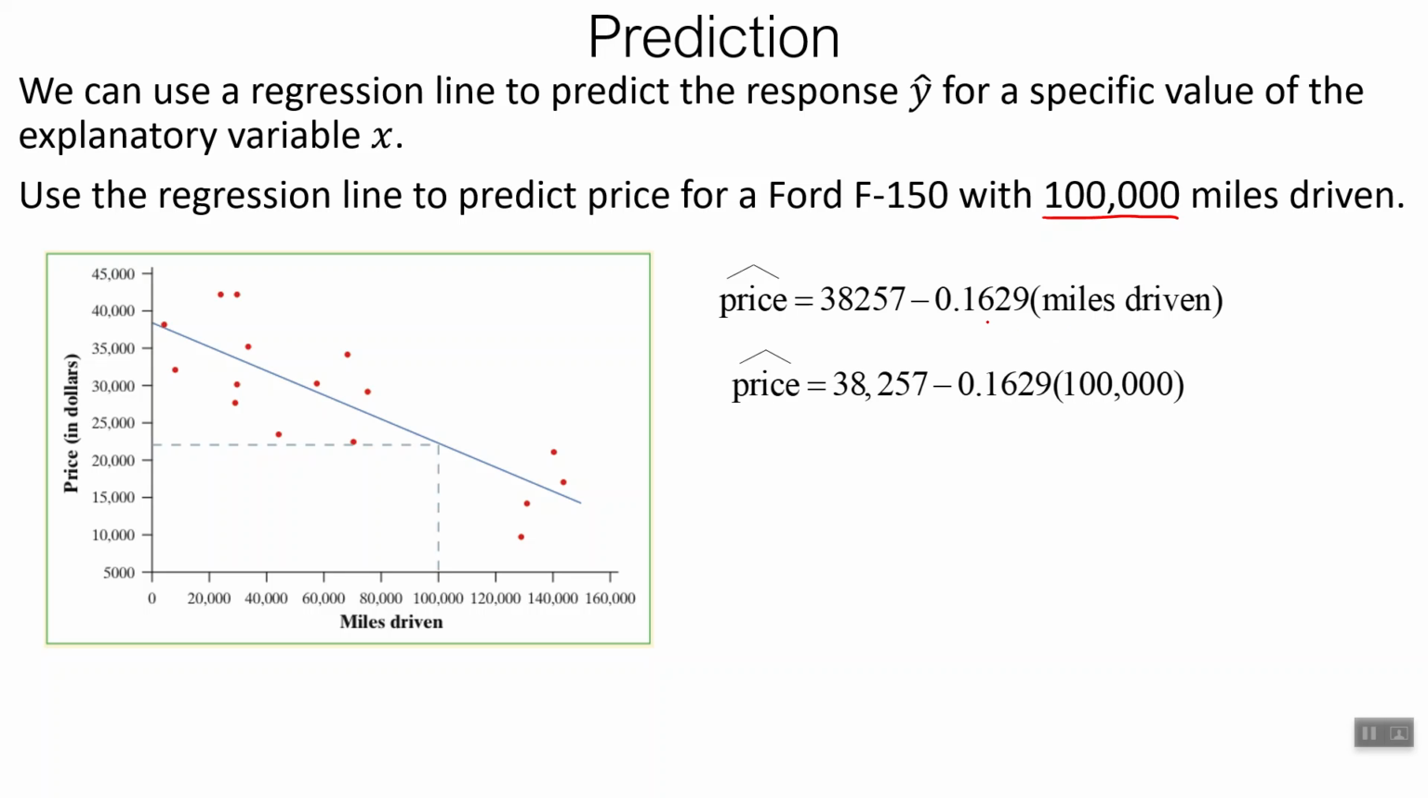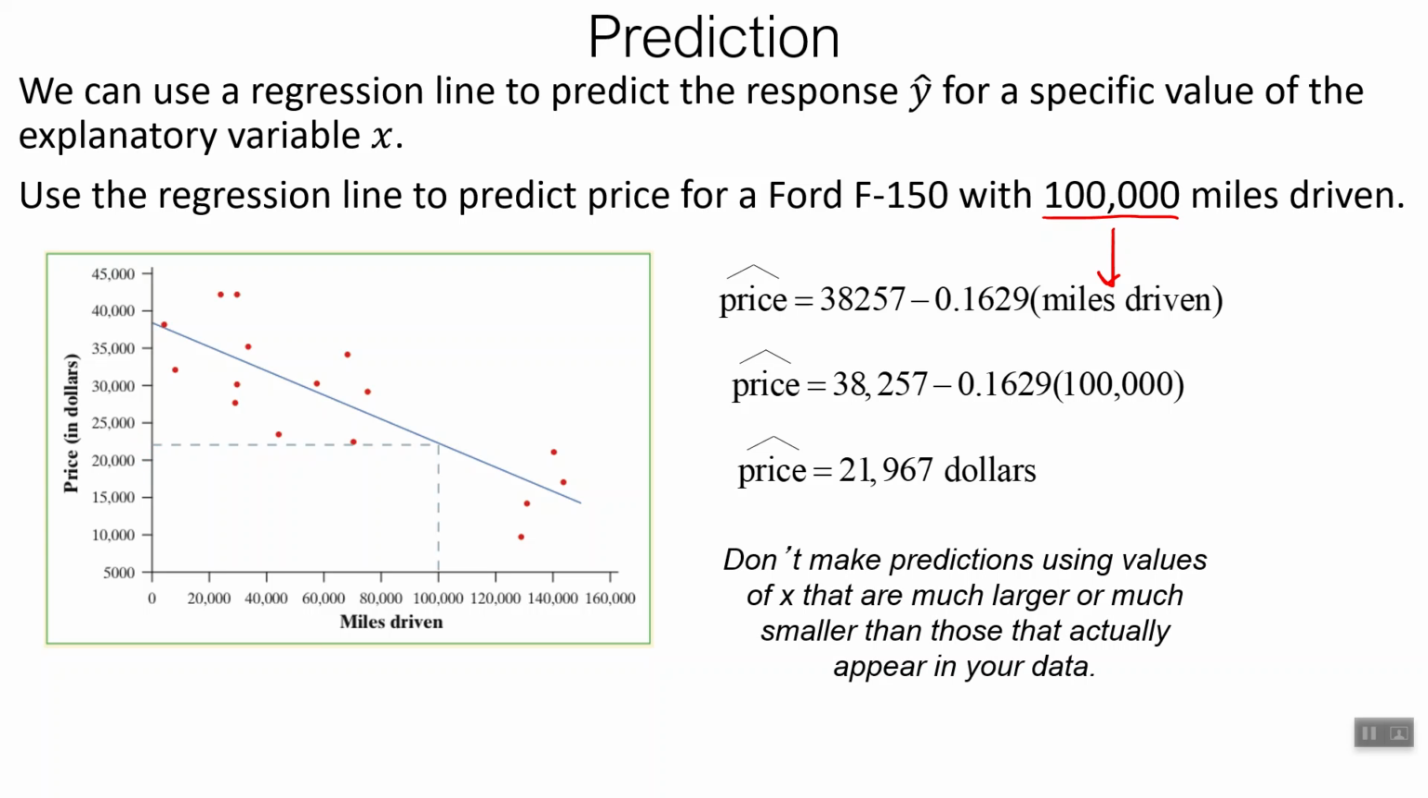So we can just take that 100,000 and plug it in for miles driven right there. There it is. And now we just work that out. And there is our predicted price: $21,967. Yeah, that's definitely between 20 and 25. Looks like about 22. Yeah, that works.